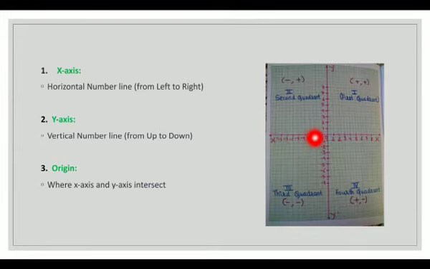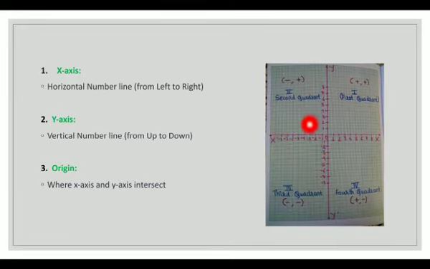Y-axis, vertical number line from up to down. When we go up, we have all positive numbers starting from 1, 2, 3, 4 and so on. And when we go down, we have all negative numbers starting from -1, -2, -3 and so on. Here, where x-axis and y-axis intersect, that point is known as origin.